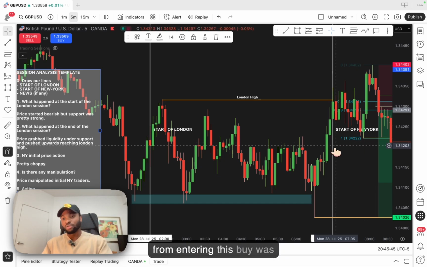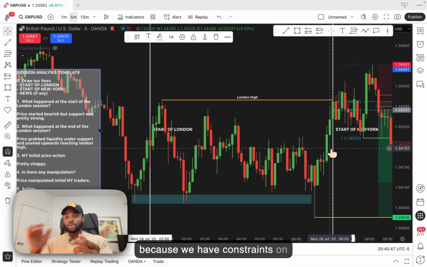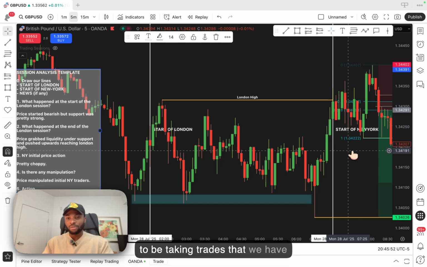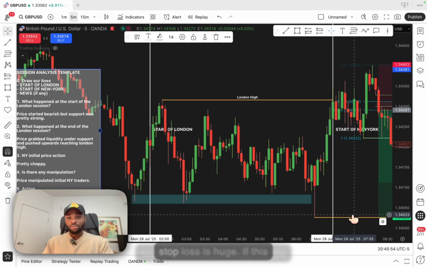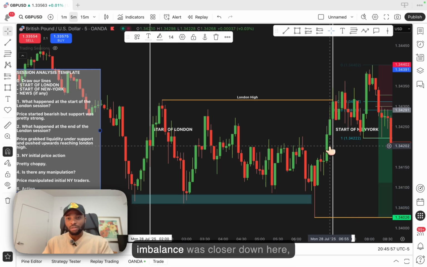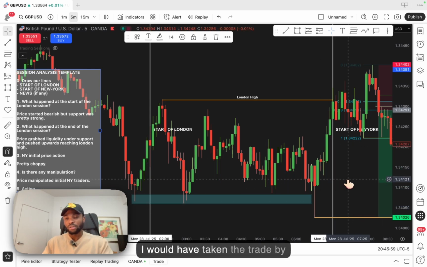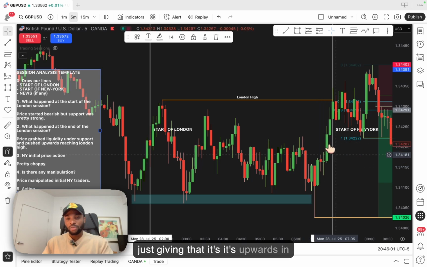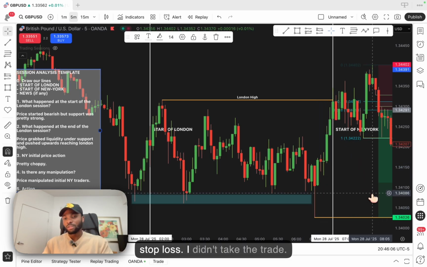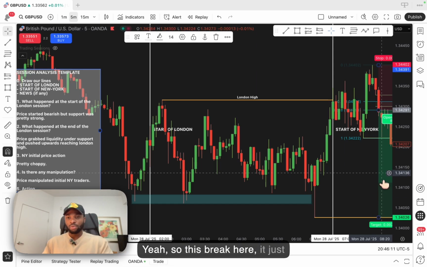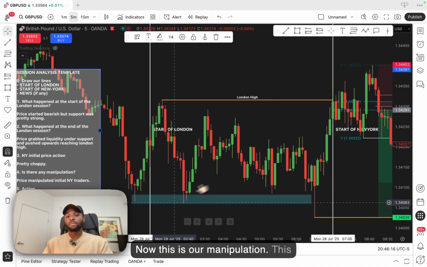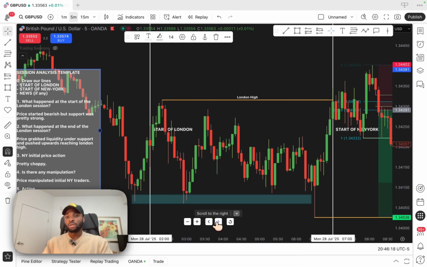What stopped us from entering this buy was that we have constraints on our strategy. We don't want to be taking trades with a huge stop loss. The range for the stop loss is huge. If this imbalance was closer down here, I would have taken the trade. But given that it's upwards and this area is too much for the stop loss, I didn't take the trade. This break here showed us that break of structure. This is what we call a manipulation.